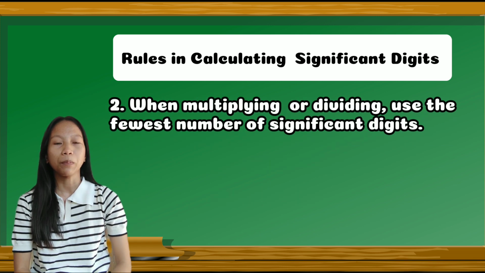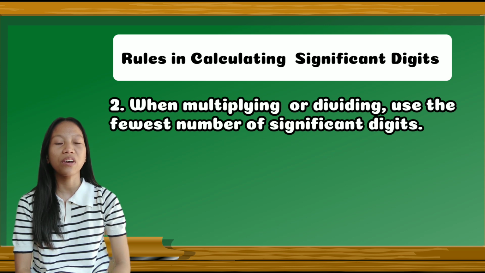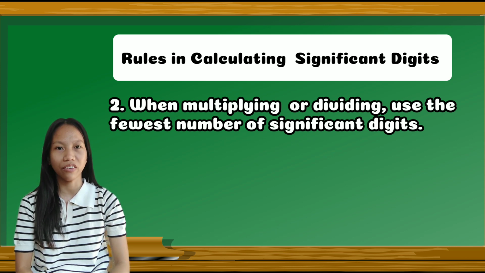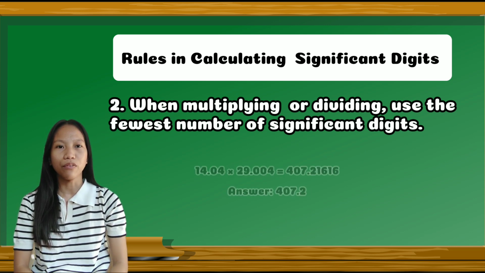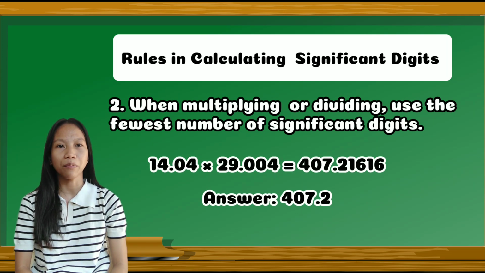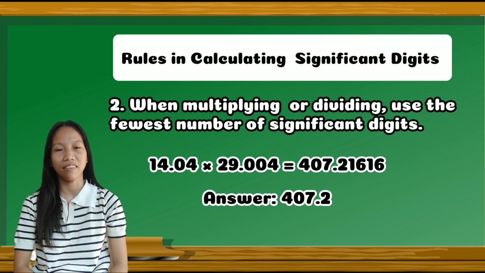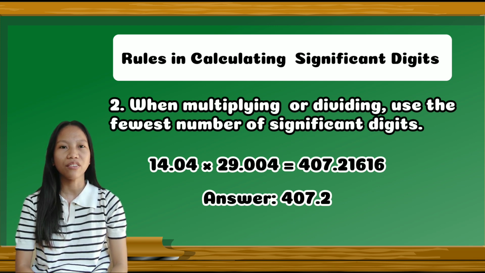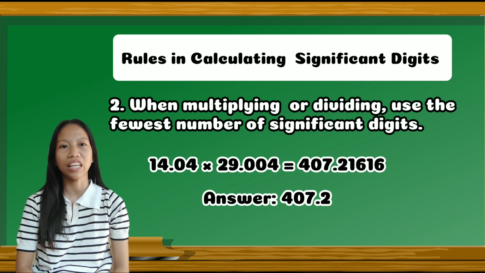Number 2. When multiplying or dividing, use the fewest number of significant digits. For example, 14.04 times 29.004 is equal to 407.21616. The answer is 407.2 since the fewest number of significant digits is 4, coming from 14.04.